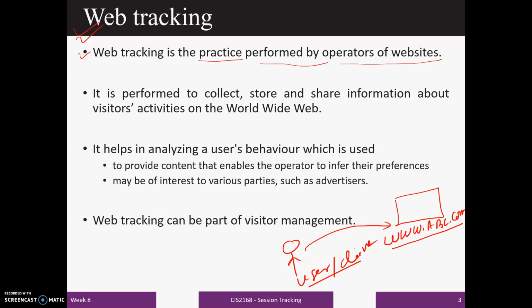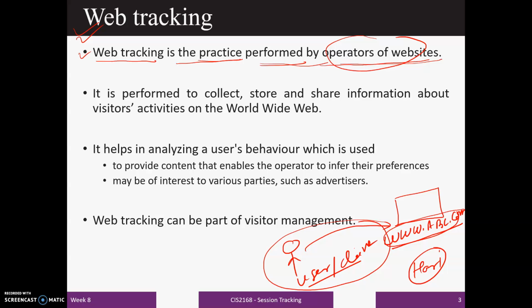That is why the first point is given: web tracking is the practice performed by the operator of the website. So this website belongs to me, that is to Hari. So Hari, the operator of the website, will track the information about what the user is doing, or what requests or activities this user is performing. So this is what web tracking is.